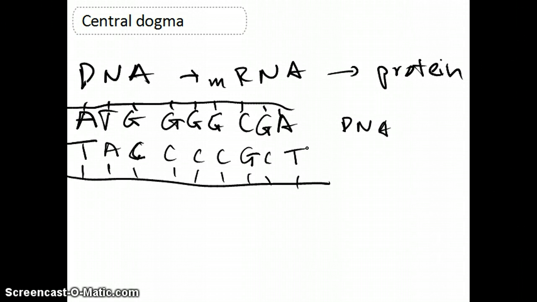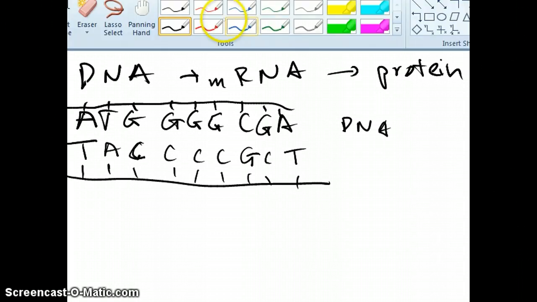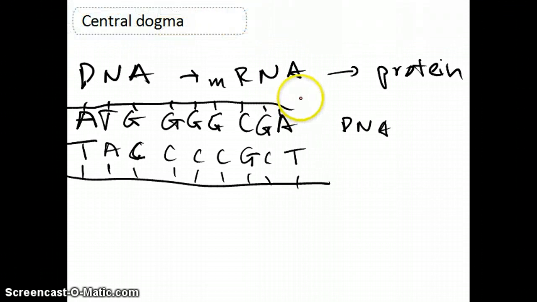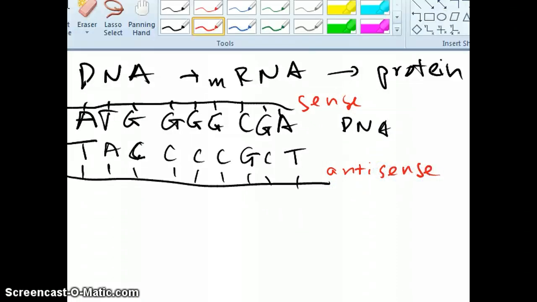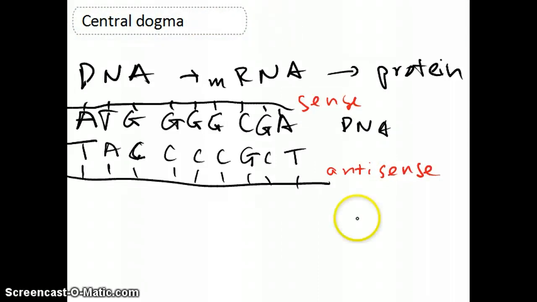Okay, now since there are two strands of DNA, and only one of them is going to be used to make RNA, one of the strands is going to be called the sense strand, and the other one is going to be called antisense. So whenever you make RNA, you make something that looks very similar to the sense and is complementary to the antisense.